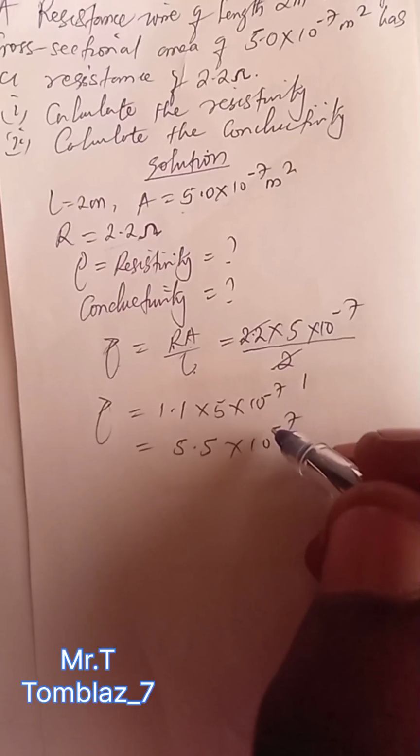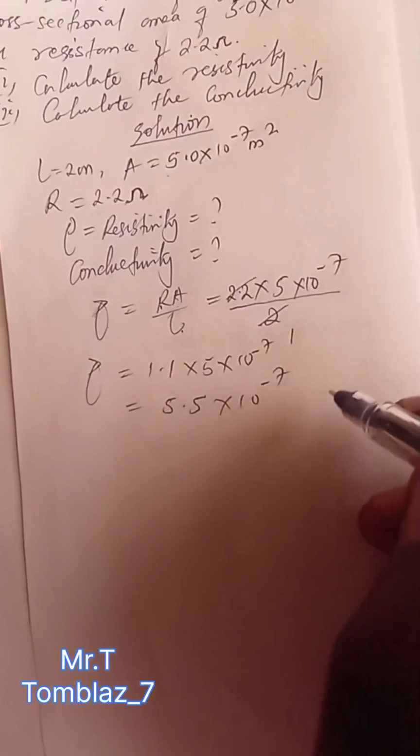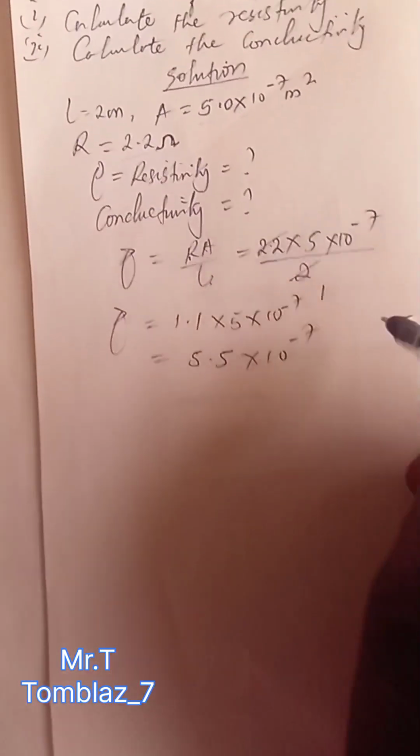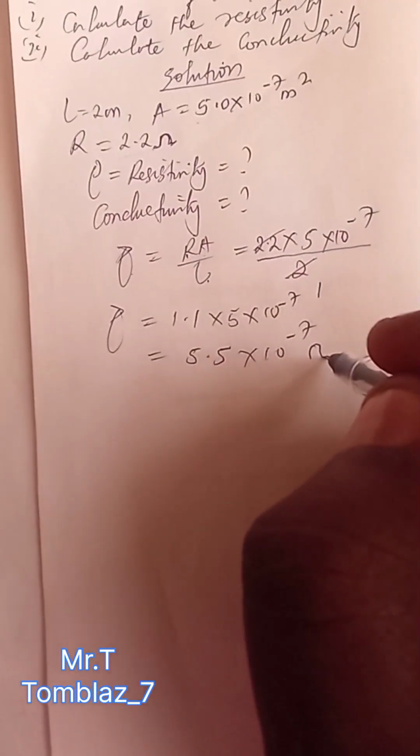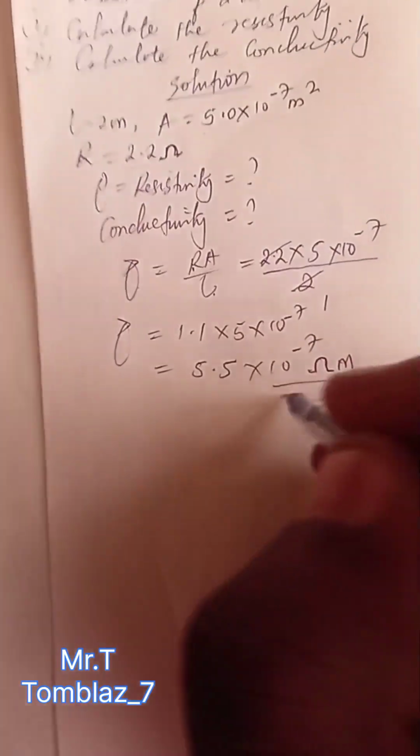right? And this is going to give us what? It's going to be the value of our resistivity. And our resistivity has the unit ohm meter. Ohm meters. So we have gotten the resistivity.